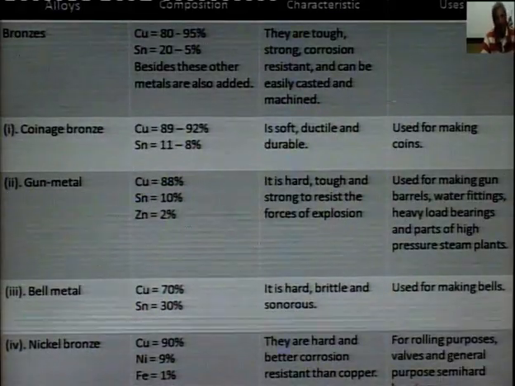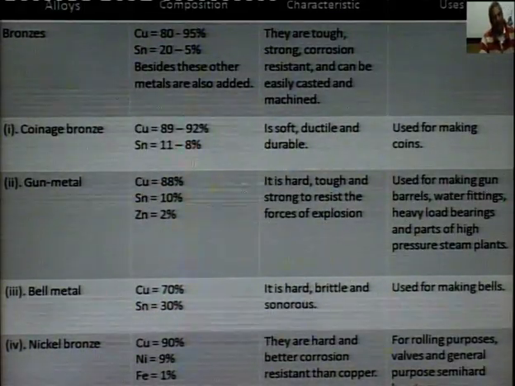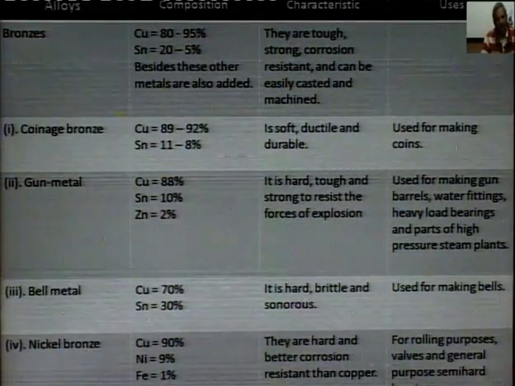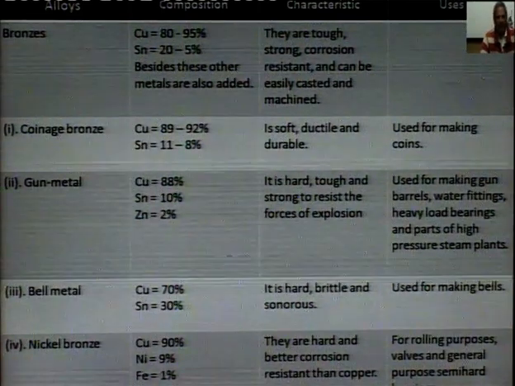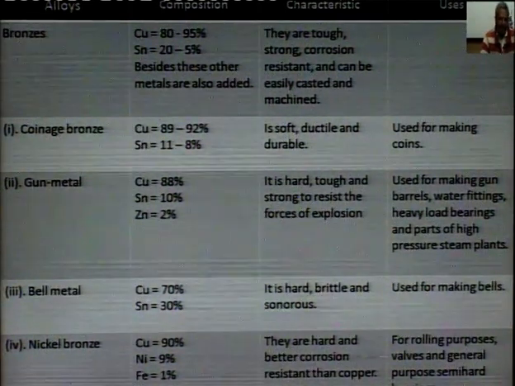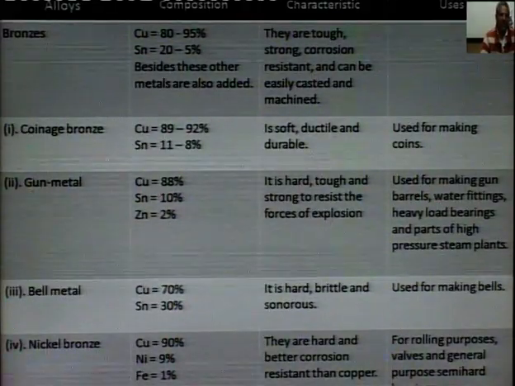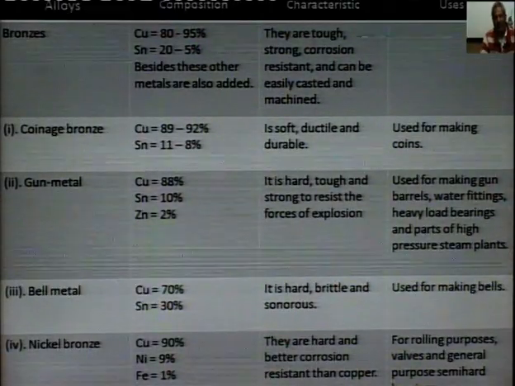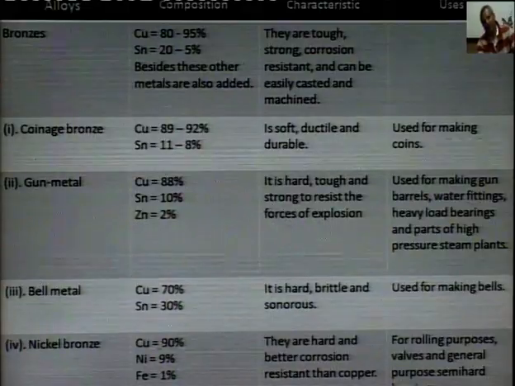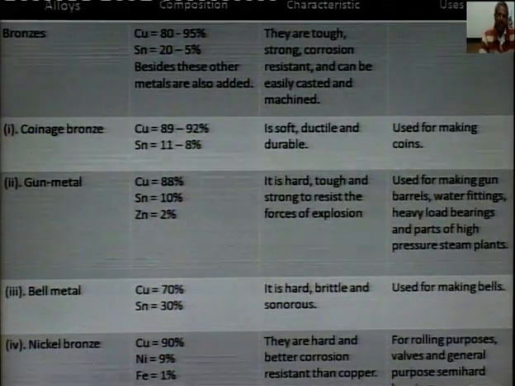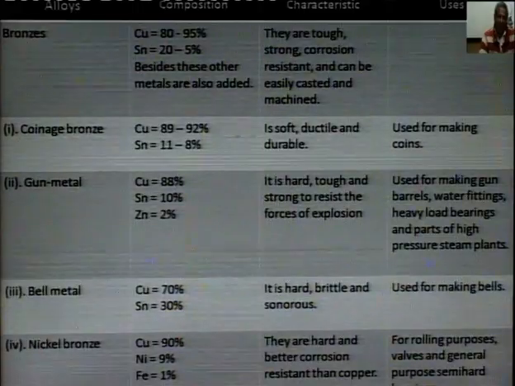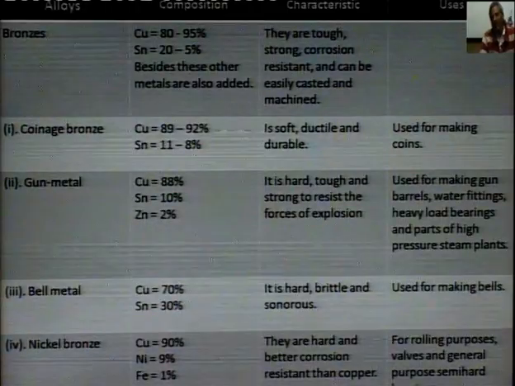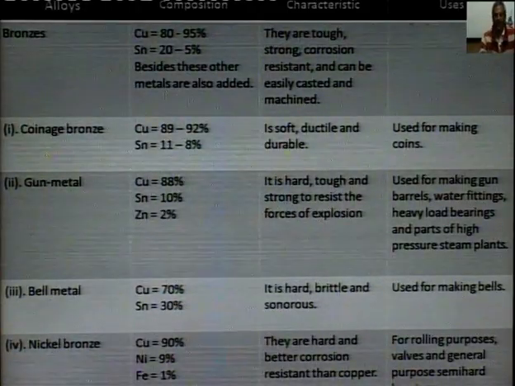Gunmetal. The composition of the gunmetal is copper 88%, tin 10%, and zinc 2%. It is hard, tough, and strong to resist the forces of explosion. The gunmetal is used for making gun barrels, water fittings, heavy load bearings, and parts of high pressure steam plants.